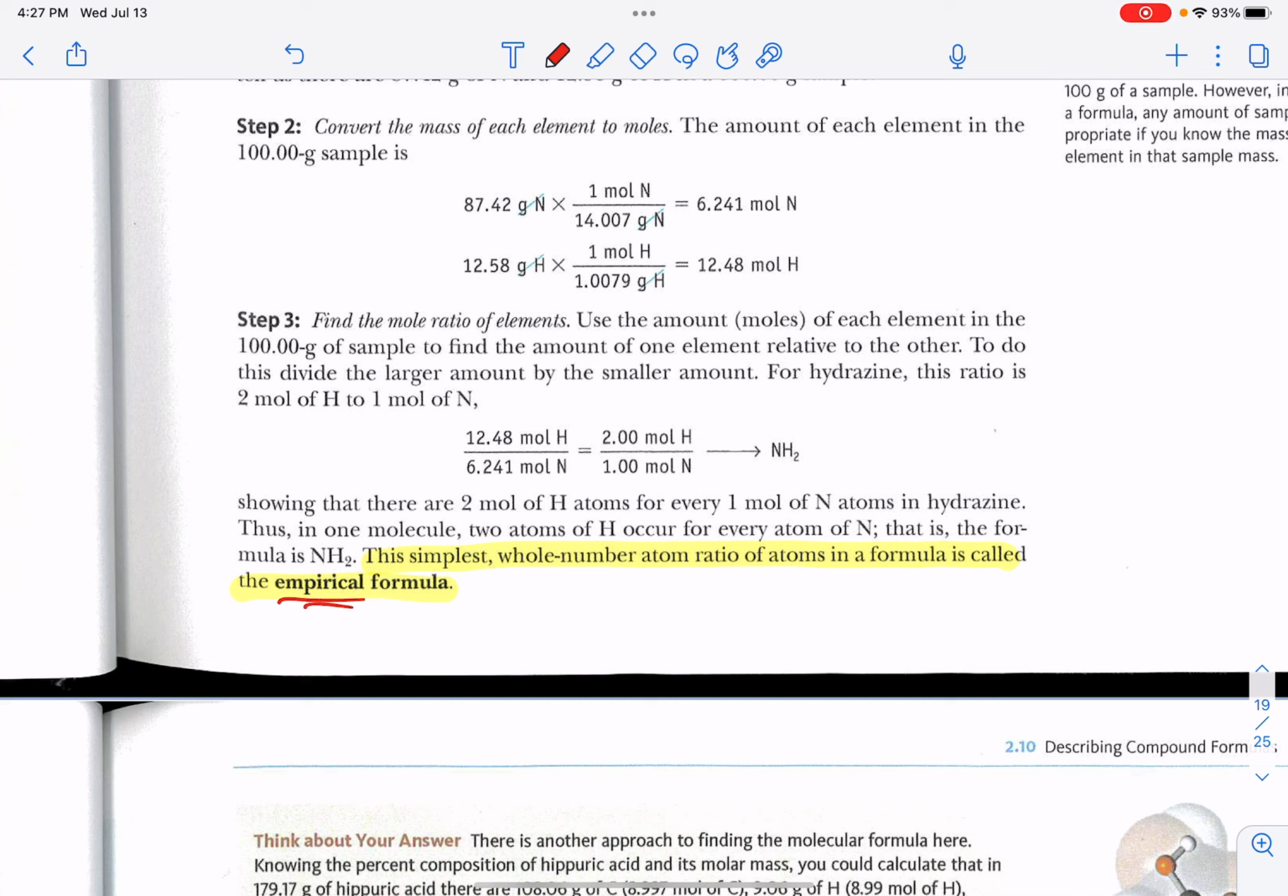Empirical simply means the simplest whole number ratio. Again, for hydrogen peroxide, H2O2, the simplest whole number ratio would be HO. And then you'd have to have another piece of information to deduce that you need to double the empirical formula to get the molecular formula. For water, the empirical formula and the molecular formula is identical.